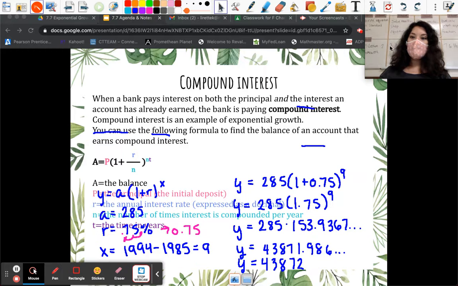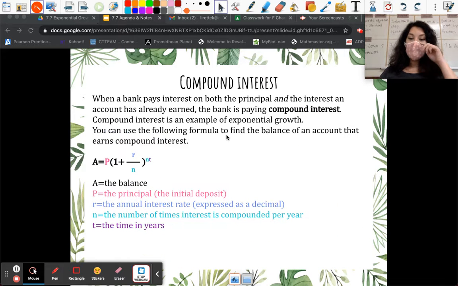Now let's take a look at an example of where exponential growth is used every single day in our everyday lives. And that is compound interest.